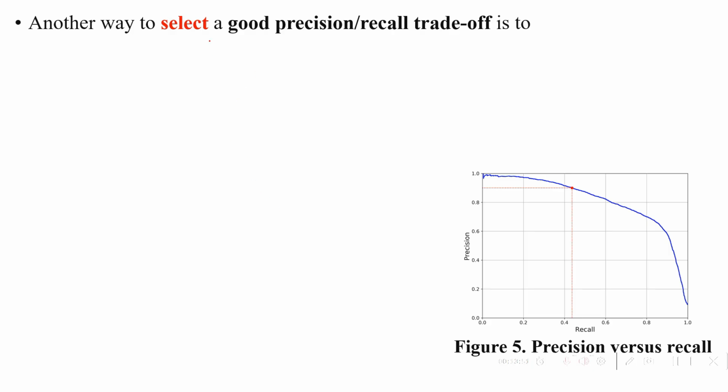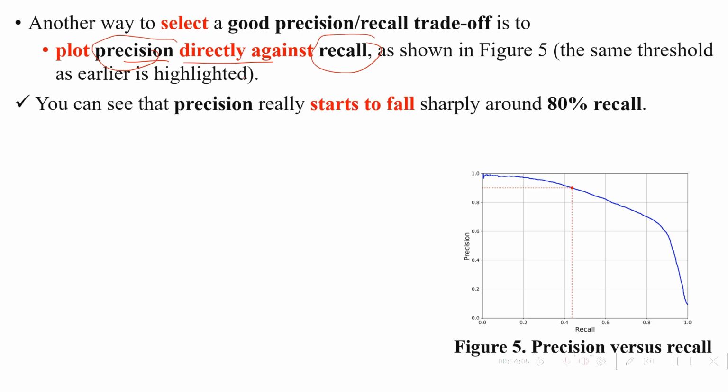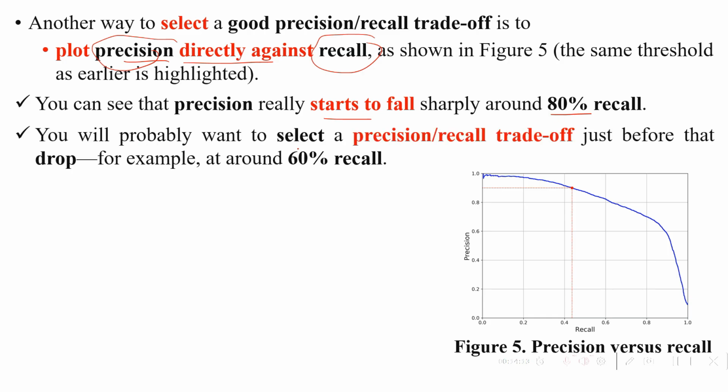Another way to select a good precision recall trade-off is to plot the precision directly against the recall. We are going to draw precision versus recall directly, as shown in figure 5. You can see the precision really starts to fall sharply around 80% of recall. We will probably want to select a precision recall trade-off just before that drop, for example at around 60% of recall.